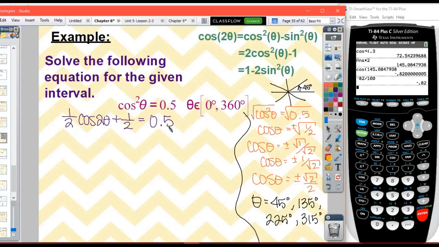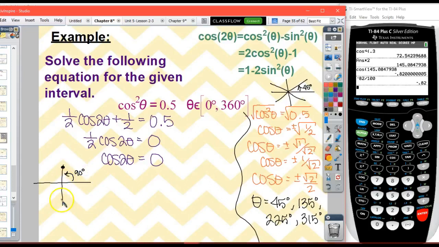So now in solving this equation, I would subtract over the half, which is actually going to turn into a 0 when I subtract that 1/2 over. Now I would multiply both sides by 2 to get rid of this half. Well, 0 times 2 is 0. So I'm looking for where cosine of 2 theta would equal 0. Well, if you think about our unit circle, cosine is 0. That's when x is 0, so that is at 90 degrees and also at 270 degrees.